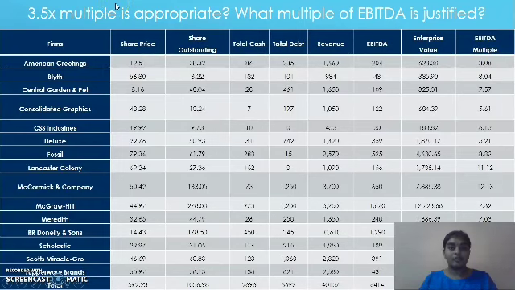Next, I will continue with the case study questions for AmericanGreetings. The first question is: is a 3.5 times multiple appropriate for AmericanGreetings? And if not, what multiple of EBITDA is justified? I have done the calculation for the EBITDA multiple for AmericanGreetings and 14 comparable firms. From the table we can see the EBITDA multiple for American Greetings is the second lowest compared to the 14 comparable firms.